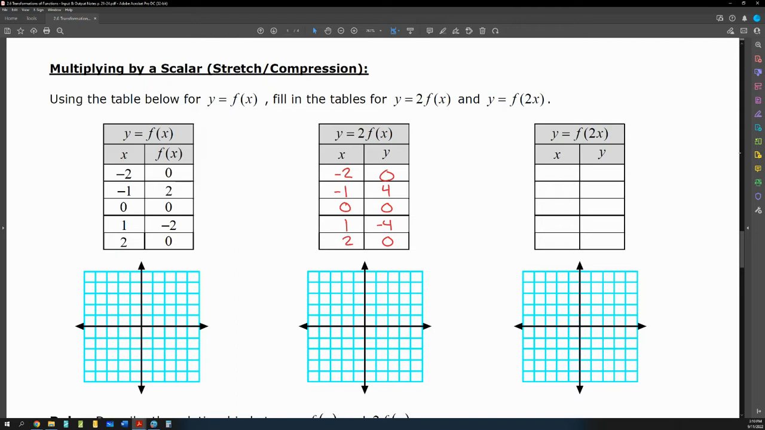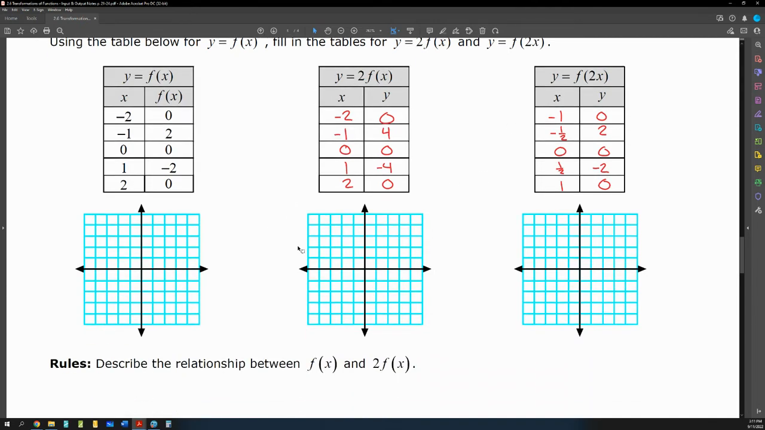Now for y equals f of 2x, remember, we need to get these five values here. We need to ask ourselves what number times 2 gives us -2. The answer is -1. What number times 2 gives us -1? The answer, -1/2. What number times 2 is 0? Well, that's 0. What number times 2 is 1? 1/2. And then what number times 2 is 2? 1. All of our function outputs stay the same, so we still have 0, 2, 0, -2, and 0, respectively, moving down the table.